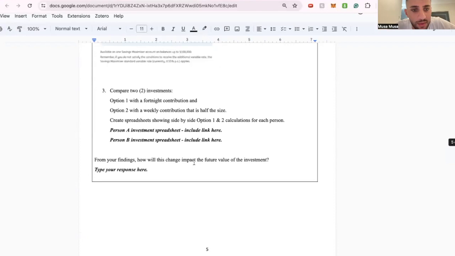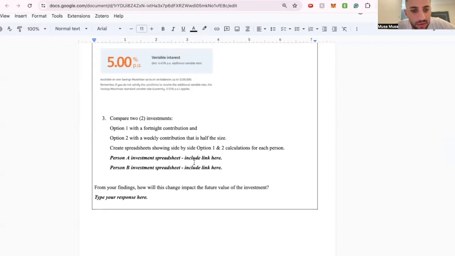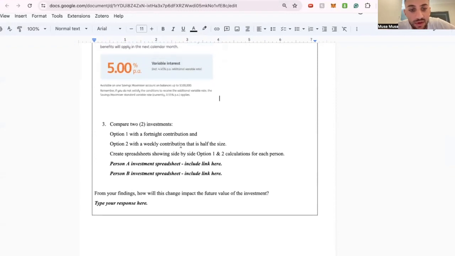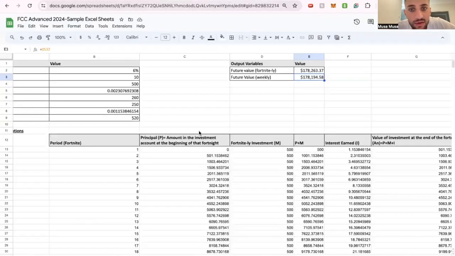I'll have to write up a nicer response, but it says from your findings, create spreadsheets showing side by side option one and two calculations for each person, sure. And it says from your findings, how will this change or impact the future value of the investment? Well, if you make fortnightly contributions, you actually have a higher return. The reason is because remember, the earlier you invest, the more money you make.